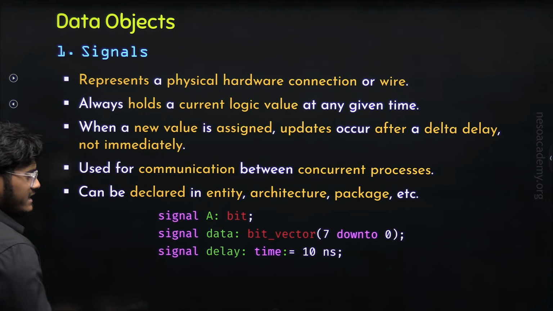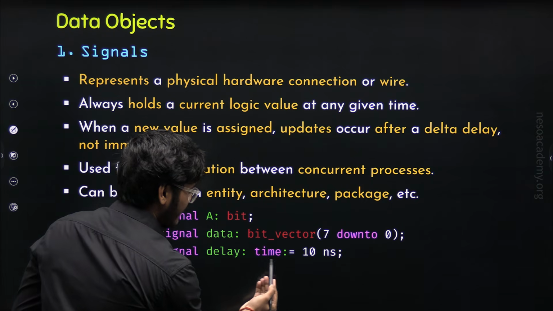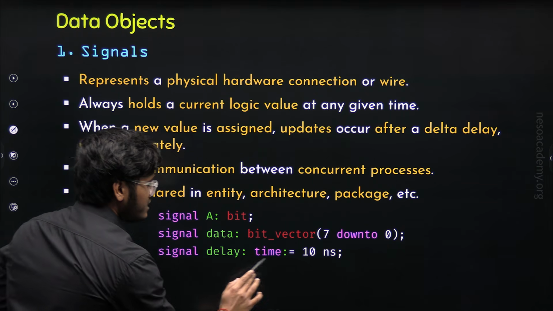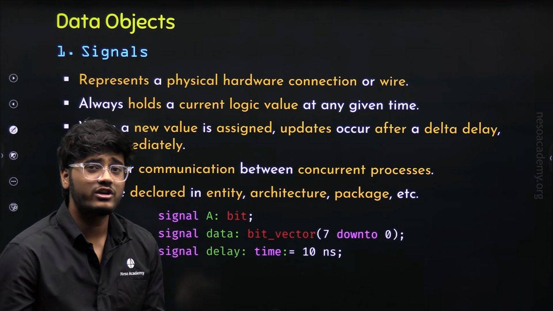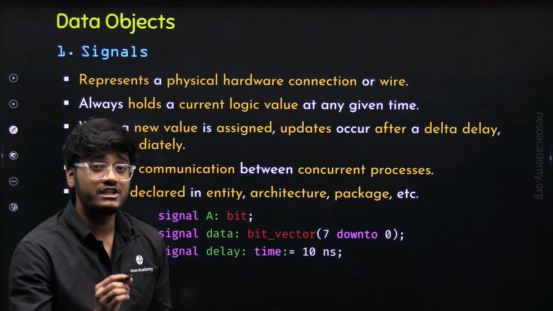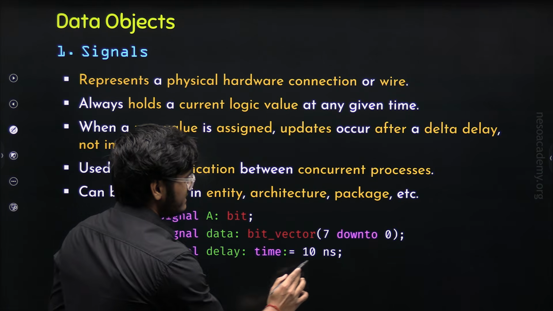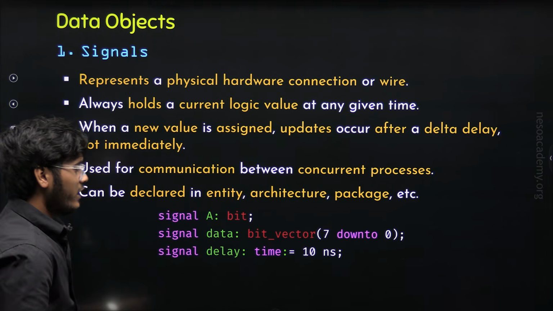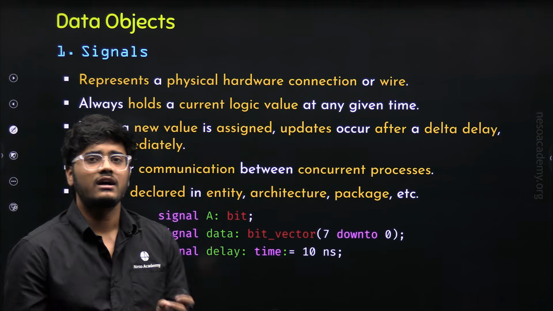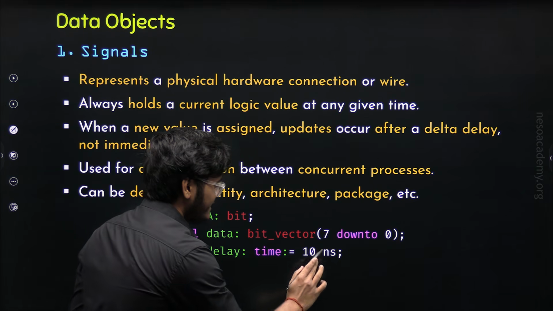We need to declare a signal named delay, and we are using a special keyword, time, colon equals to 10 nanosecond. This special keyword time represents simulation delay, and colon equals to helps to give an initial value immediately. And what is the initial value? 10 nanosecond. So here we are declaring a signal named delay, which can store a time value, and the initial value we are assigning is 10 nanosecond.